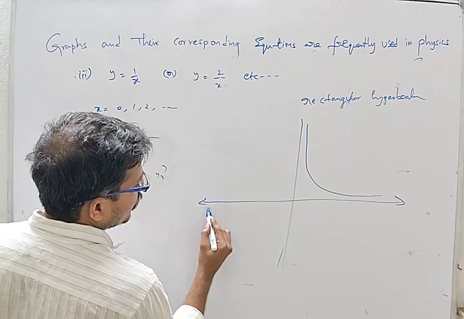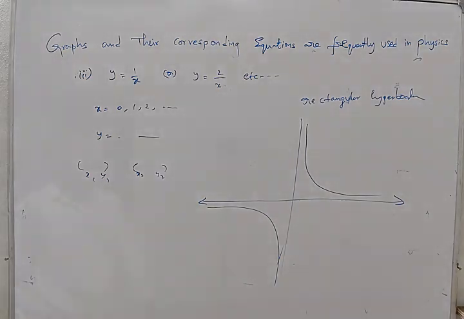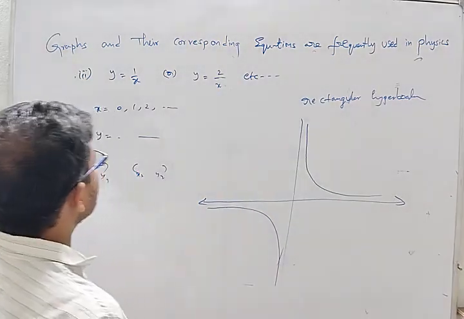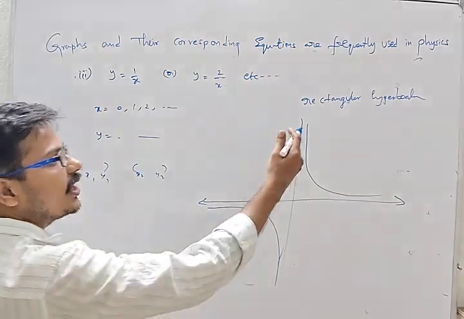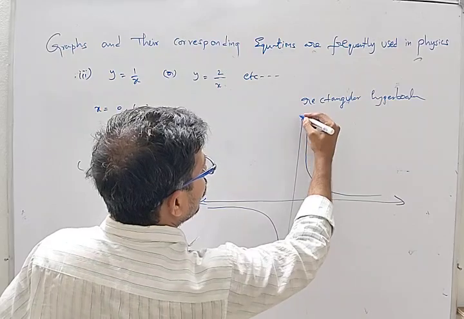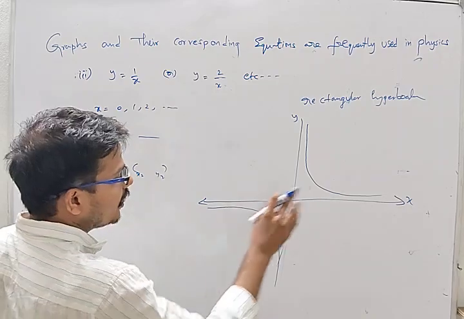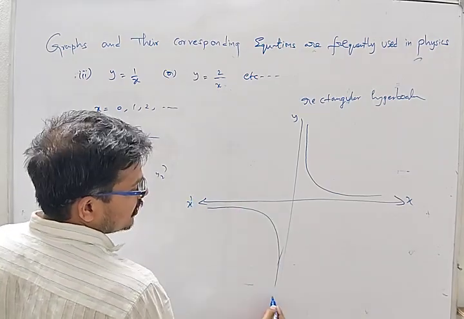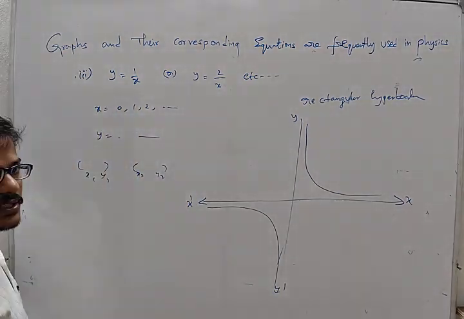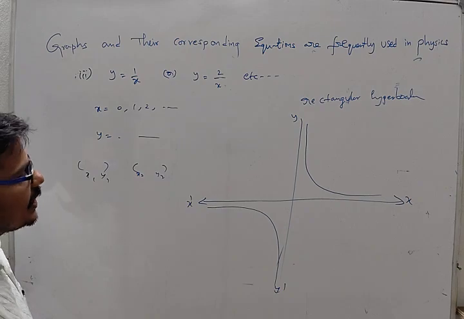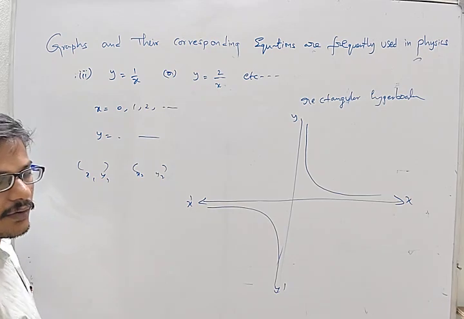Why? Because if we choose x values as positive, we get y also positive. For that we can get the graph in the x positive, y positive coordinate. Here x dash, this is y dash. If we consider x values as negative, you also get y values as negative. In that case, you can get the third quadrant.